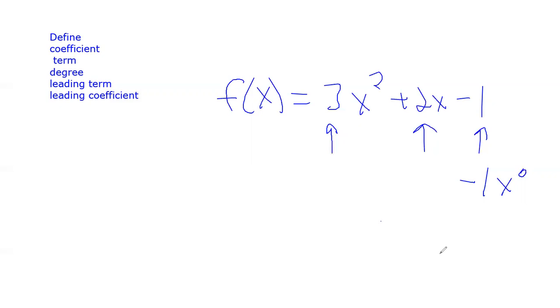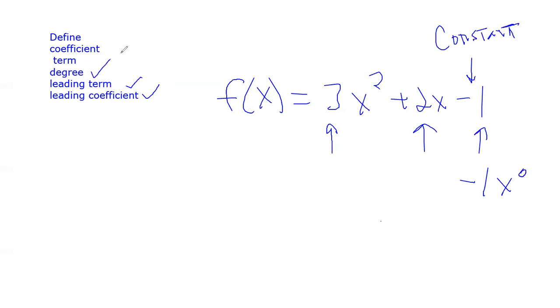So the negative 1 is also a coefficient. Often, though, we'll talk about this as being the constant term, because it doesn't change regardless of what x is. That would actually be the better way to think about it. So that's the constant term. We have to talk about the leading coefficient and the leading term.